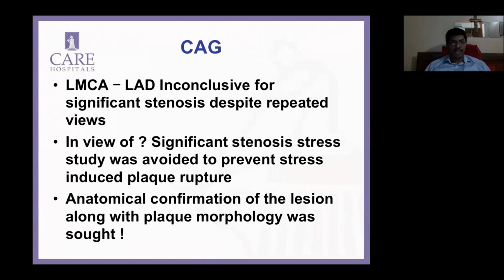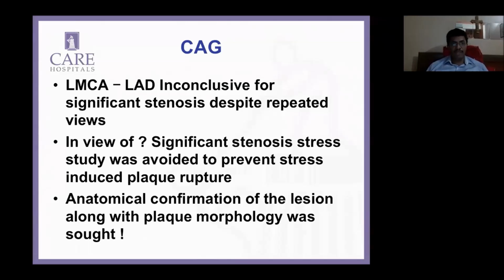We're not sure whether the damping is because of the angle of the catheter or a lesion there. But in view of a possible significant stenosis, as seen by the haziness that you saw, a little bit of damping, and a symptomatic patient, we thought we would like to avoid a stress study, which we would have considered if we had a patient with a borderline other kind of lesion, mid LAD, mid RCA, etc.